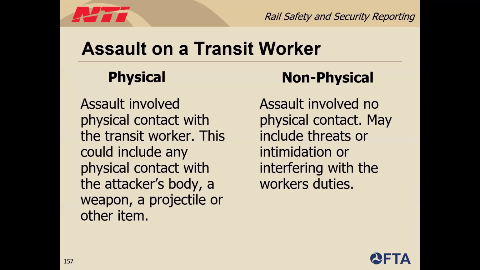Again, there are two terms used to collect the assault type. These terms classify the assault as physical or non-physical. In a physical assault, the assailant makes physical contact with the worker or may use an object, weapon, or projectile to do so. Projectiles may include bullets, any liquids, the assailant's saliva, or any other substance.